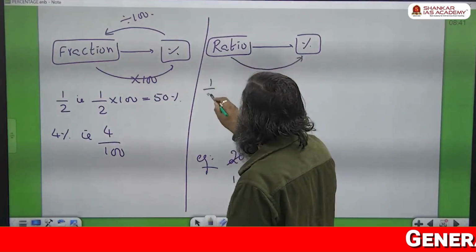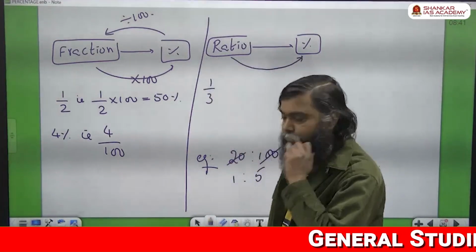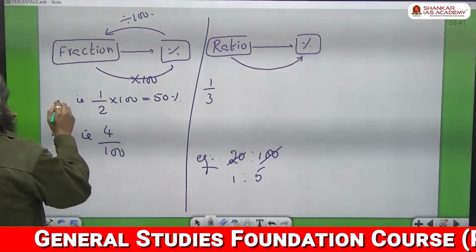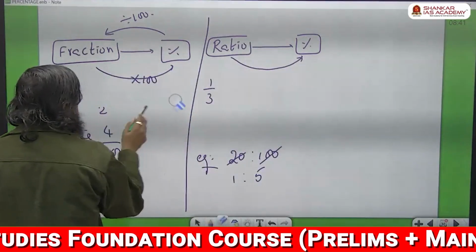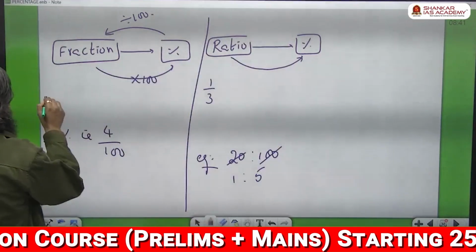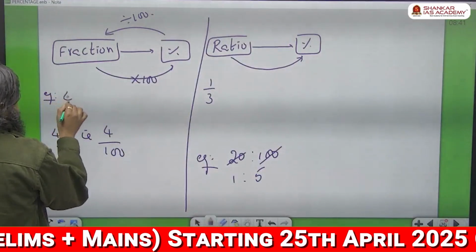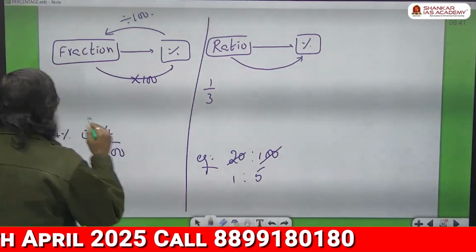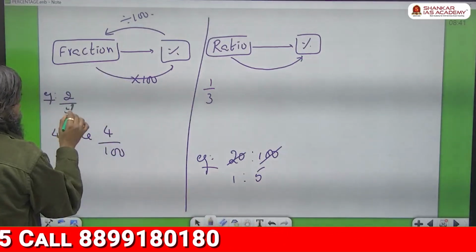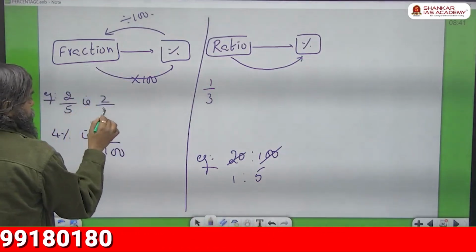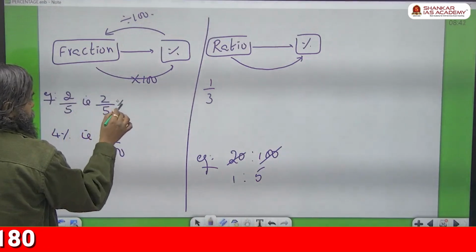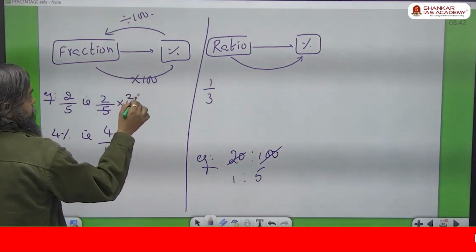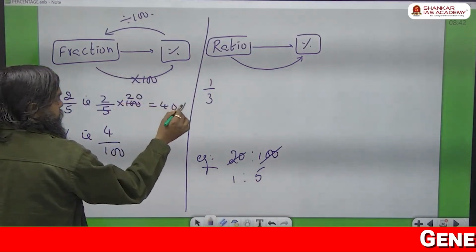For example, 1 by 3. Do you understand this, boss? For example, 2 by 5. How can I convert this into a percentage? Multiply by 100. How much will you get? 40%. Are you understanding this?